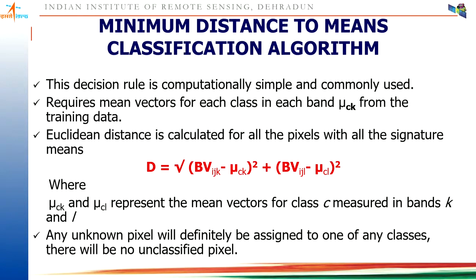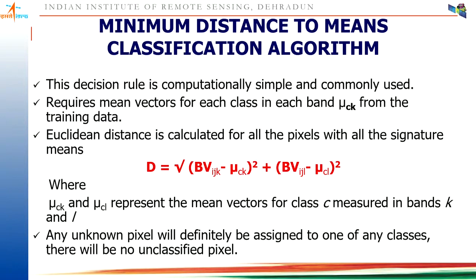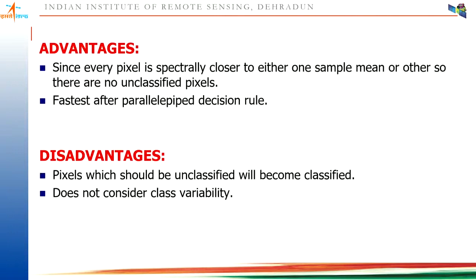So Euclidean distance is calculated for all pixels with all the signature means. Any unknown pixel will definitely be classified. So the distance from all the means is checked. Whichever distance is minimum, the pixel will be classified into that particular class. The advantage is that there won't be any unclassified pixel, and this also is very simple, similar to parallelepiped algorithm.